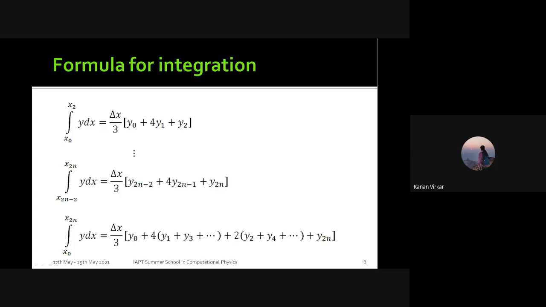Sir, so we are taking points like x0, x1, x2, a parabola of that, and then x2, x3, x4. Yes. So that's why we're getting 4 times y1. Correct. So you are taking a parabola of y0, y1, y2, then a parabola of y2, y3, y4, a parabola of y4, y5, y6, and so on.